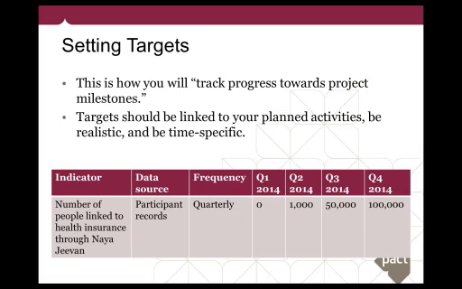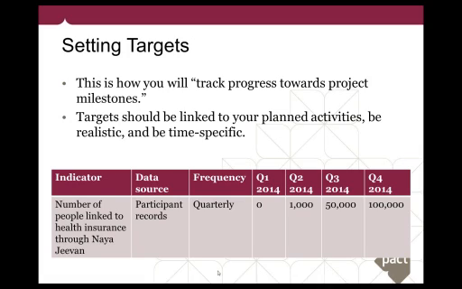You'll also want to set targets with these indicators. This is how you're going to track progress towards the project milestones. They should, again, link to your planned activities and be realistic, and you should know what time frame you have in mind. So I have an example here of how to set up your targets in an indicator matrix.